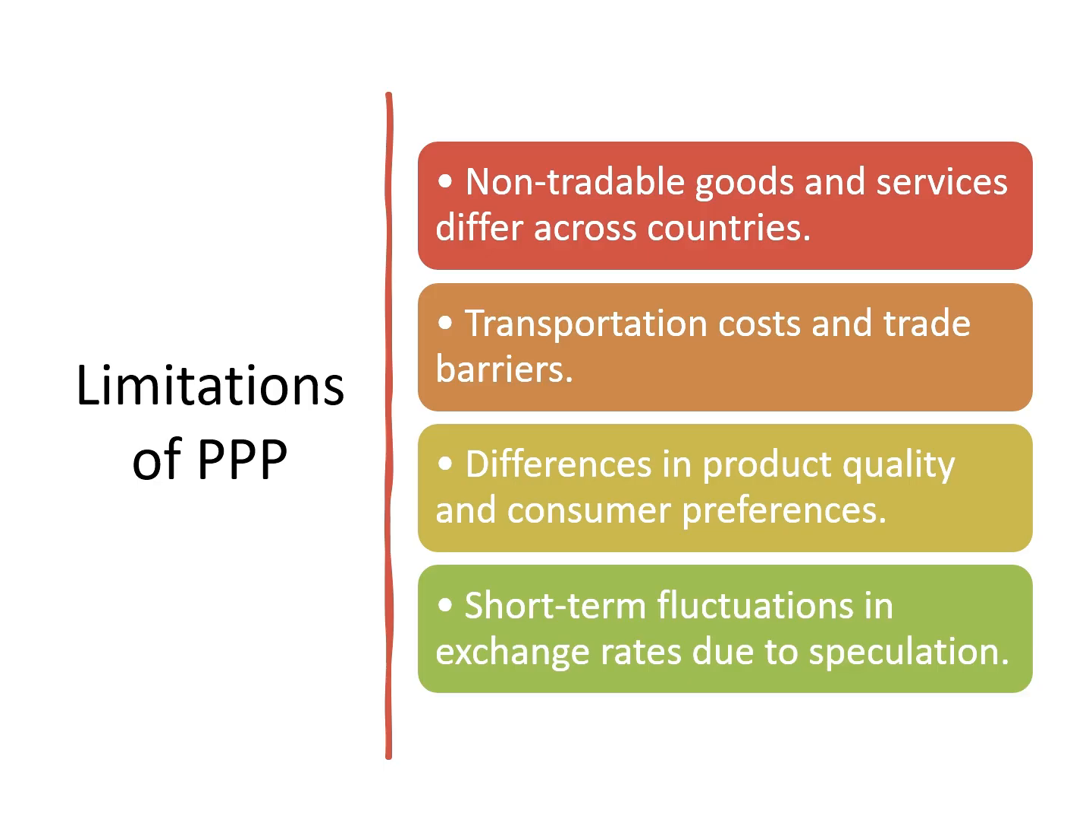Also, product quality. If you have products that are made in one country that may have a high standard of quality versus another country that might have lower standards, and so you have various qualities of products. And so that's going to be another thing that the PPP won't account for.